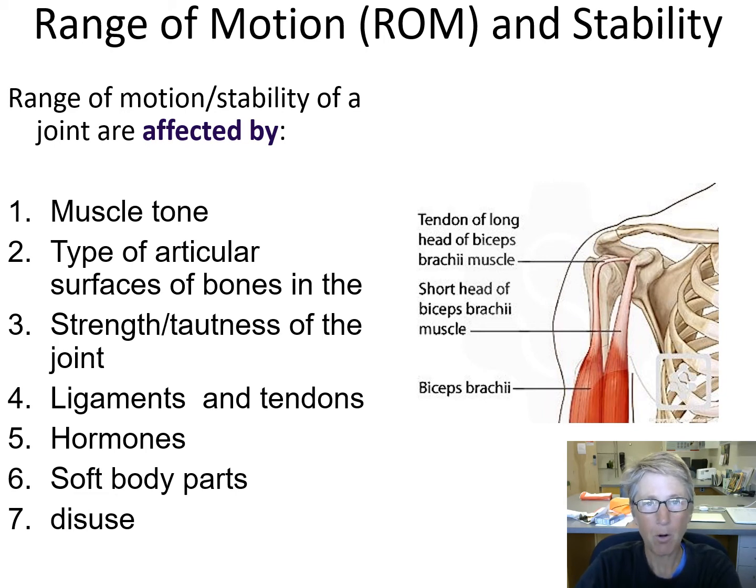And soft body parts. For example, if someone is very obese, instead of having a giant muscle there, you could have a lot of fat over the top of that muscle. That would affect the range of motion when you're trying to flex your elbow.